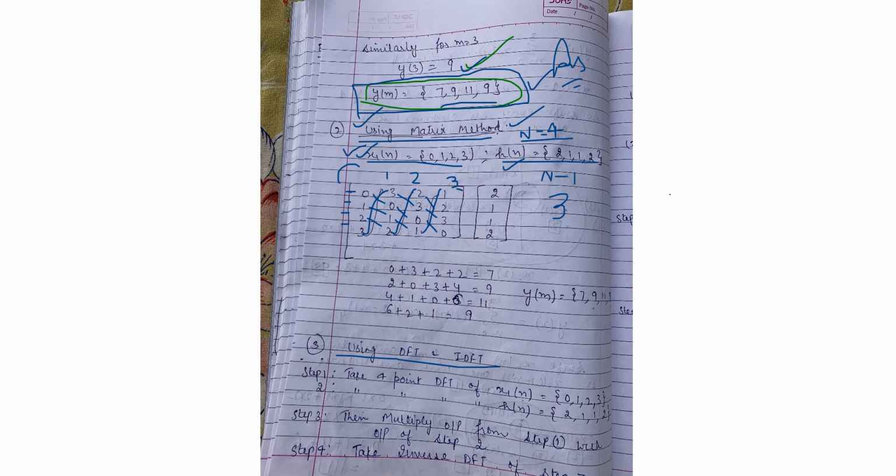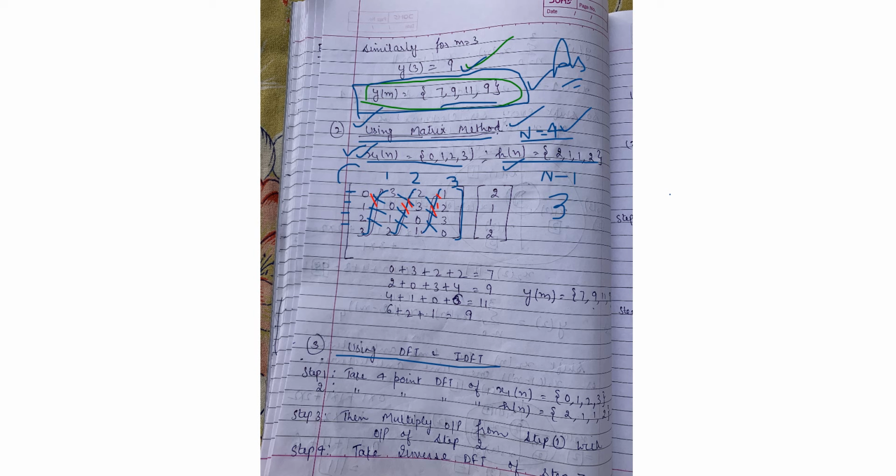This becomes the matrix, with only 3 rotations. If N is equal to 4, then we rotate only 3 times. Consider this is the first rotation, this is the second rotation and this is the third rotation. When you try to rotate a fourth time, it will be the same, so there is no need to rotate for the fourth value. Only 3 times it will be rotated.